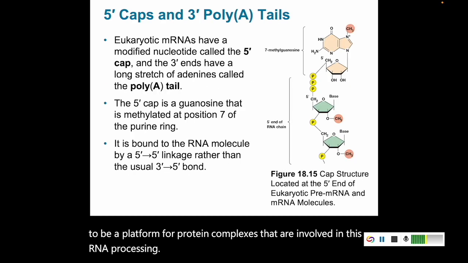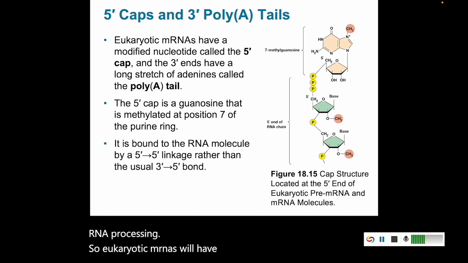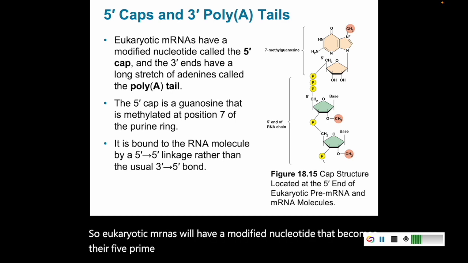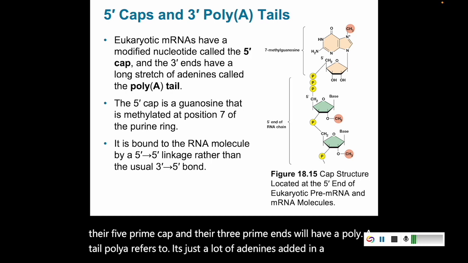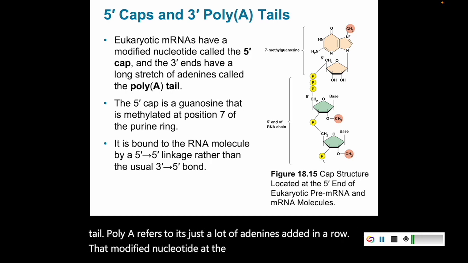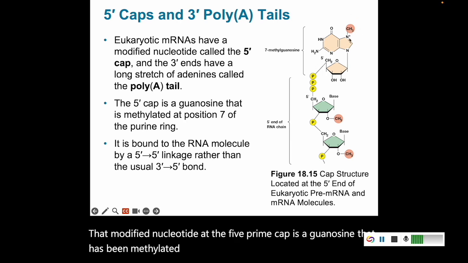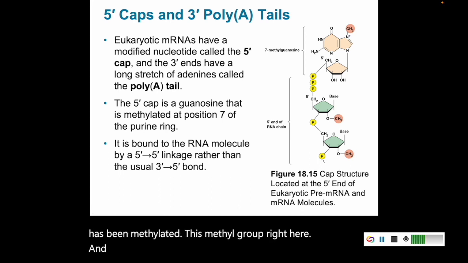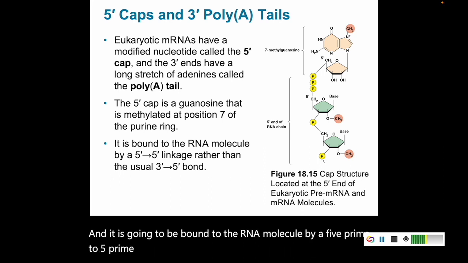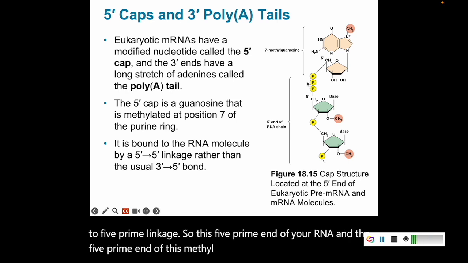So eukaryotic mRNAs will have a modified nucleotide that becomes their 5' cap, and their 3' ends will have a poly A tail. Poly A refers to just a lot of adenines added in a row. That modified nucleotide at the 5' cap is a guanosine that has been methylated. This methyl group right here. And it is going to be bound to the RNA molecule by a 5' to 5' linkage. So the 5' end of your RNA and the 5' end of this methylguanosine bind together. It's not the traditional 5' to 3' bond.